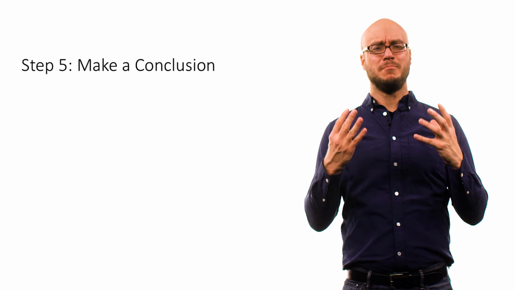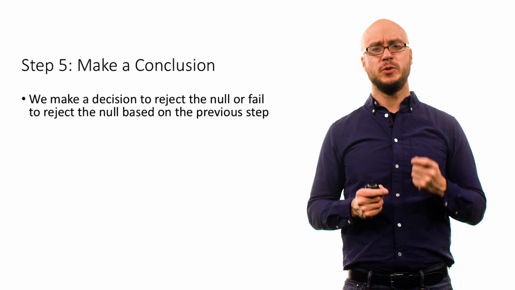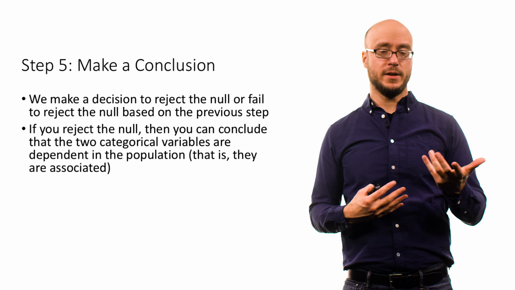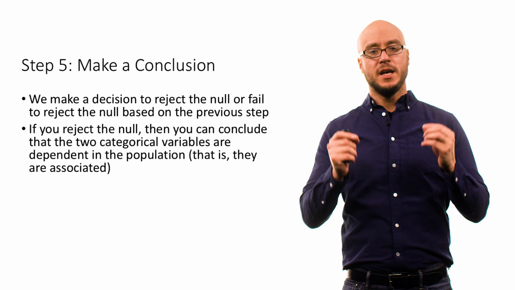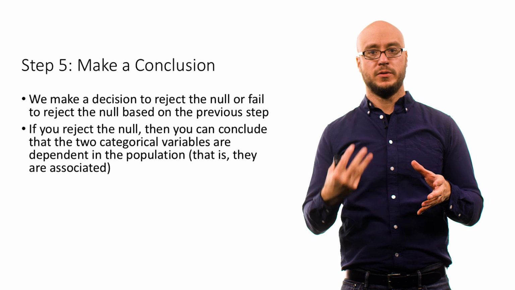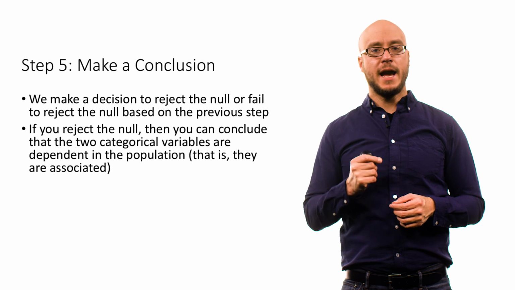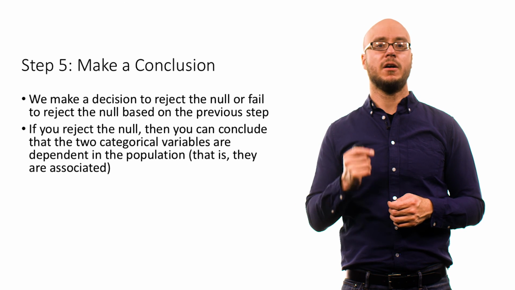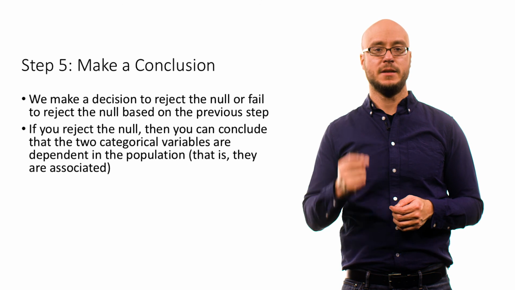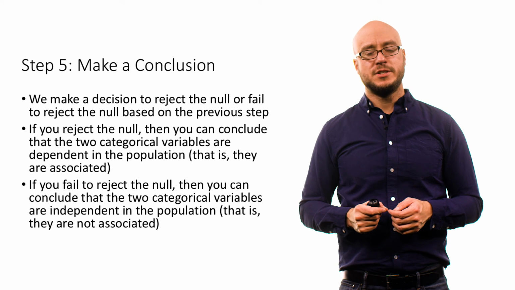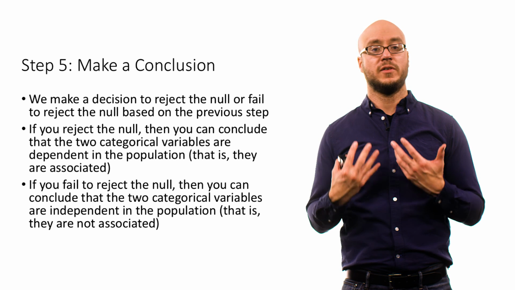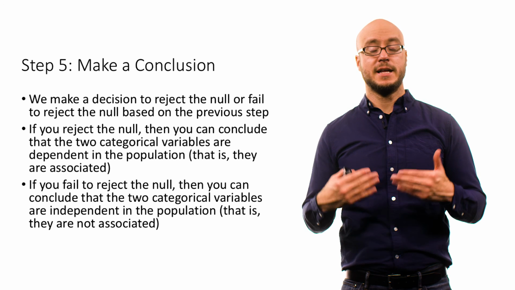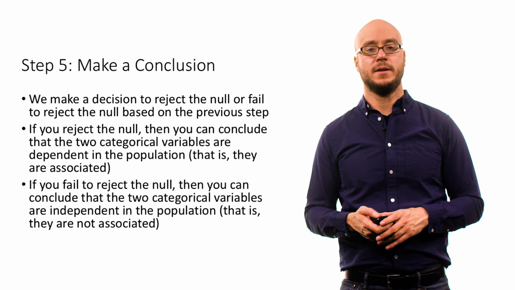For step 5, we can make a conclusion. We make a decision to either reject the null or fail to reject the null based on the previous step, either step 4a or step 4b. If you reject the null using either the critical value or the p-value, then you can conclude that the two categorical variables are in fact dependent in the population. This suggests that they are associated or related. They're not independent. If you fail to reject the null, then you can conclude that the two categorical variables are in fact independent in the population. They are not associated, they are not related. That's because our null is in fact that they are independent of each other.